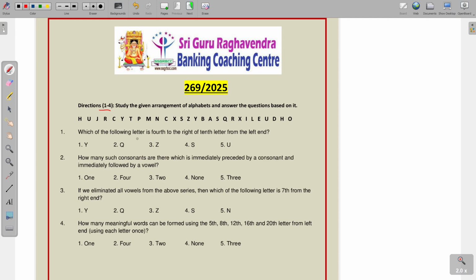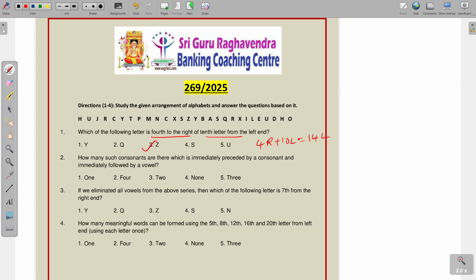See the first question: which of the following letters is fourth to the right of the 10th letter from the left hand? Here we have right and left, so we need to add both, 10 plus 4, the 14th letter from the left. We need to find the 14th letter from the left. So, 2, 4, 6, 8, 10, 12 and 14. Z is the answer.